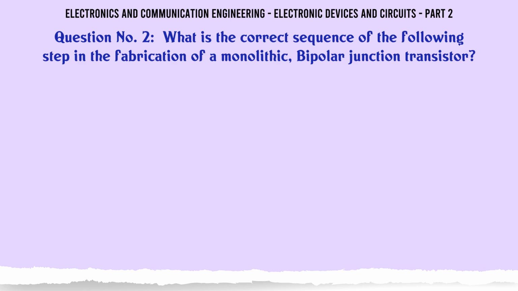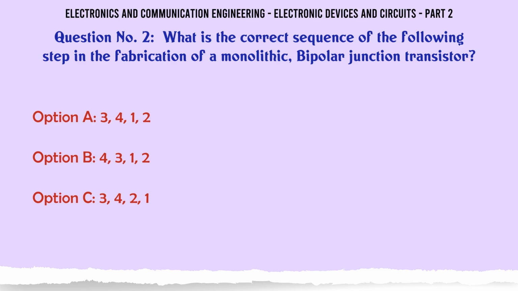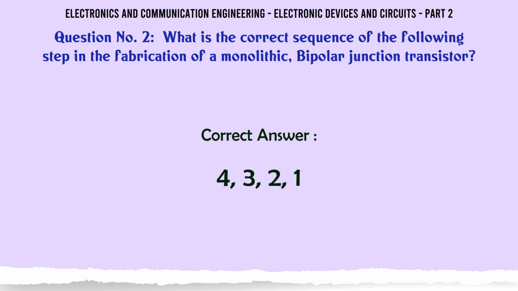What is the correct sequence of the following steps in the fabrication of a monolithic bipolar junction transistor? A, 3412; B, 4312; C, 3421; D, 4321. The correct answer is 4321.